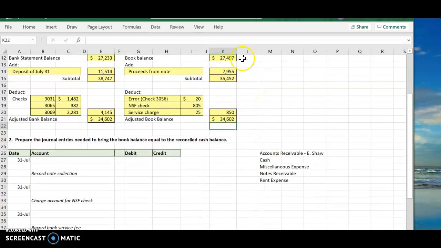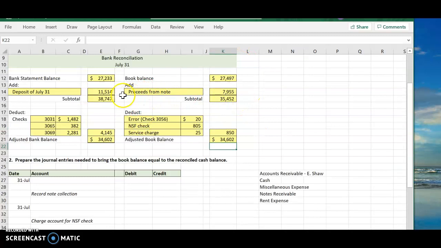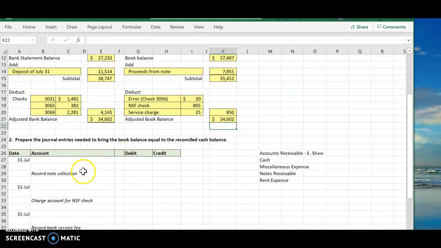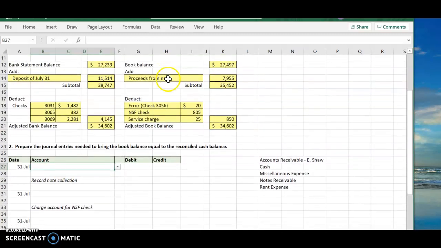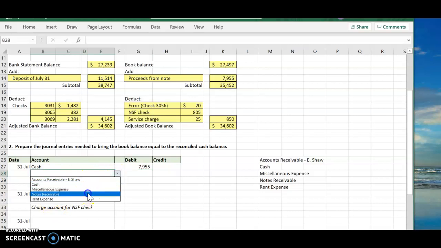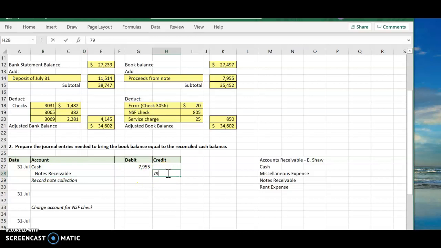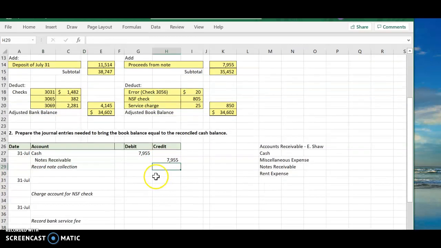So how do we do that? We've got to record all of these transactions that happened. So we're going to record the additions and the subtractions. On July 31st, we have that note collection, the proceeds from the note. So that will be a debit to cash because we have to add it to cash, right? For the 79.55. And then we're going to credit the notes receivable because somebody paid us off on that notes receivable and they no longer owe it to us. So we'll credit that and zero that out.